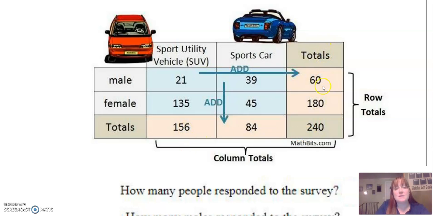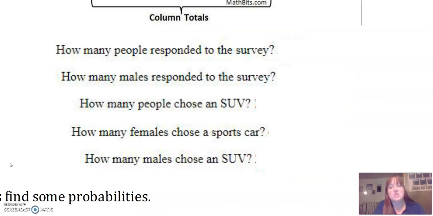If this is how many males I had and this is how many females I had, I should also get 240, right? Because these are just two different ways to label people. People fell into either male or female and either SUV or sports car. So when I add everybody who's male and everyone who's female, I should get 240. If I add everyone who wanted an SUV and everyone who wanted a sports car, I get 240. That makes sense? So how many people actually responded to this survey? Well, that would be 240.